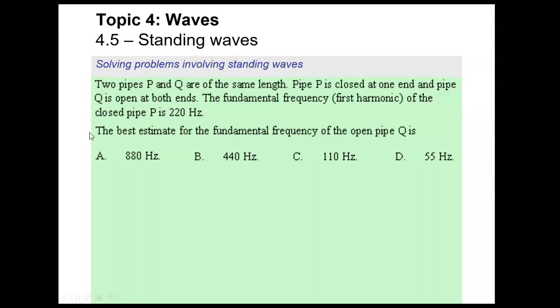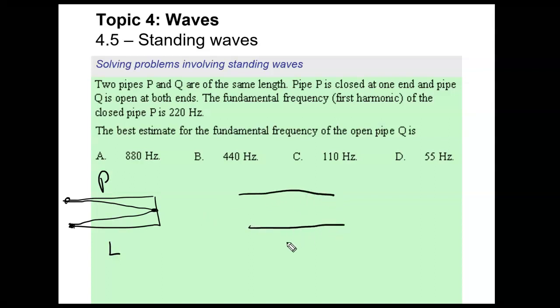Okay, so let's start with what we know. I have two pipes. Pipe P is closed at one end, and I know that the first harmonic is going to look something like this. So this is pipe P. It has a length, let's call it L. And then pipe Q is the exact same length, so the length is L. But because it has a different boundary condition, the first harmonic picture is going to look a little bit different. This is Q. It's going to look something like this.